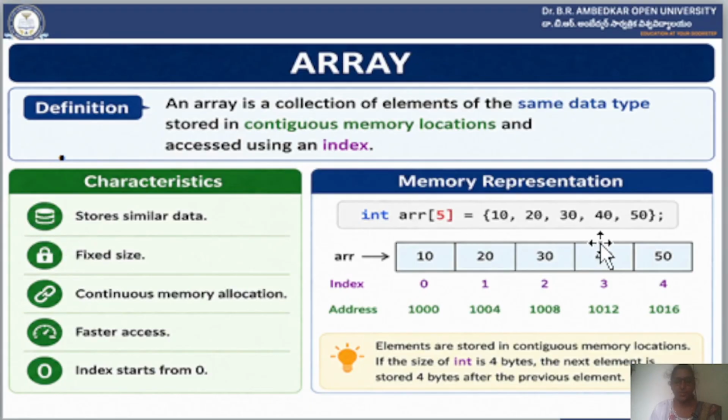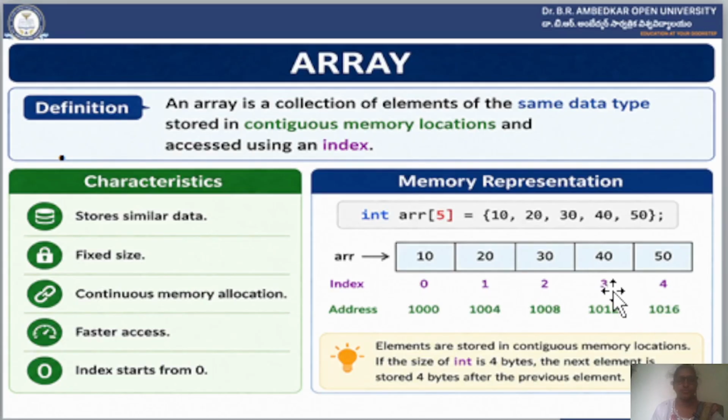Coming to the memory representation, this is the representation of memory for an array of 5 values. In memory, values are stored like this: contiguous memory allocation, 10, 20, 30, 40, 50. So this is an array. These are all the index values, and the array index must start from 0. These are all the address values. So this is all about the array introduction.